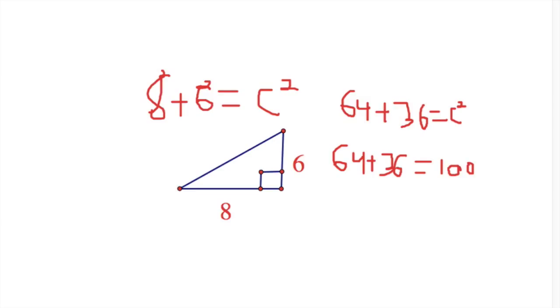Next, we have to find the square root of 100. So the square root of 100 is 10. The length of this hypotenuse is 10.